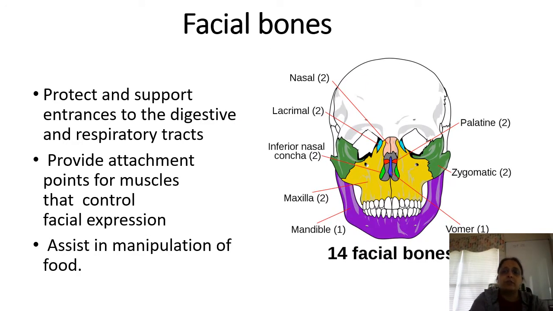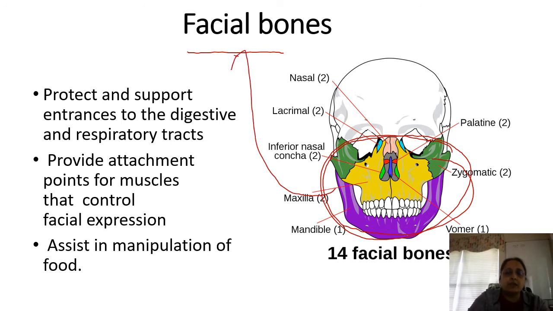So let's move on to the facial bones. The posterior part of the skull, this is the area, is formed by the facial bones. Anterior is formed by the cranium and posterior is formed by the facial bones. 14 bones are involved in this formation.